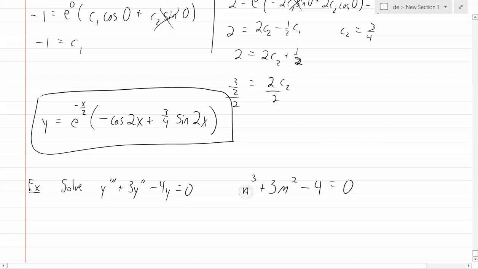If I plug in a 1, m equals 1, that would be 1 cubed plus 3 times 1 squared minus 4. So if I plugged in a 1, then I would get 4 minus 4, and that is equal to 0. So what that tells you is if we've guessed an answer of 1, then m minus 1 has to be a factor of that polynomial. Because if you set that equal to 0, you get m equals 1.